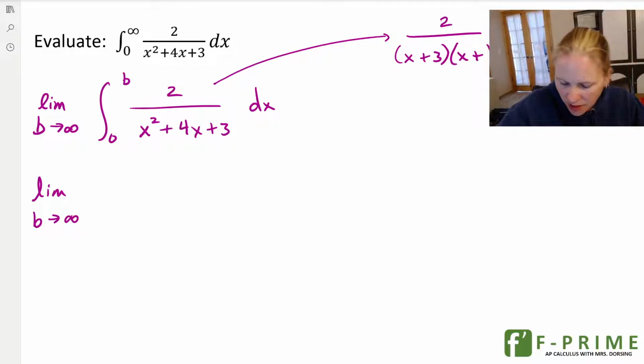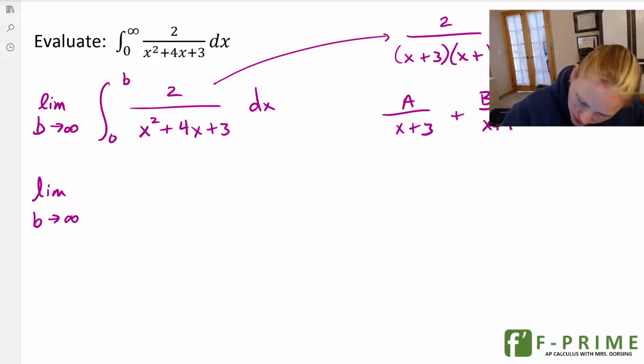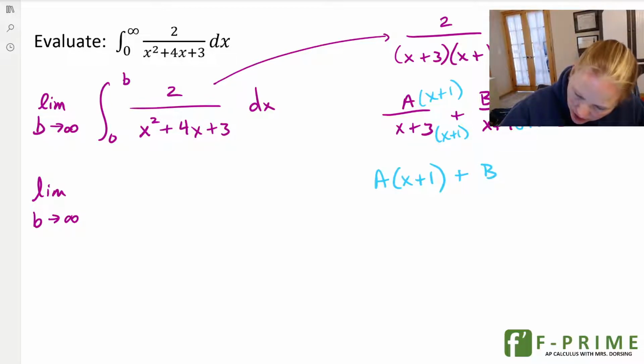Factor that bottom. So then this becomes a over x plus 3 plus b over x plus 1. So when I multiply by what's missing, x plus 1 and x plus 3, I get this. My numerator must be the same. So a times x plus 1 plus b times x plus 3 must equal 2. So now I'm going to use my little trick.